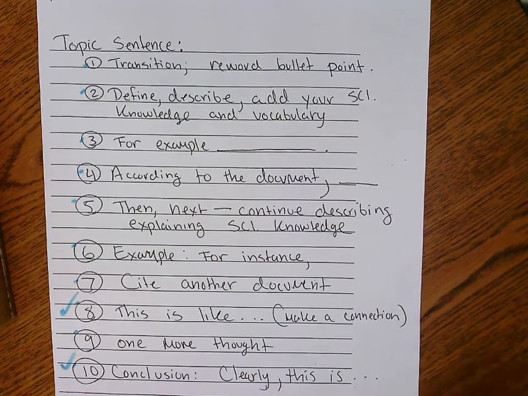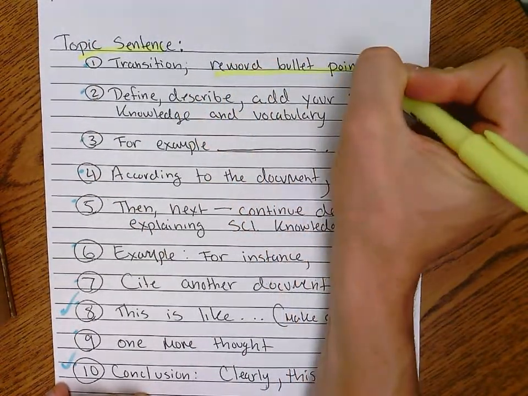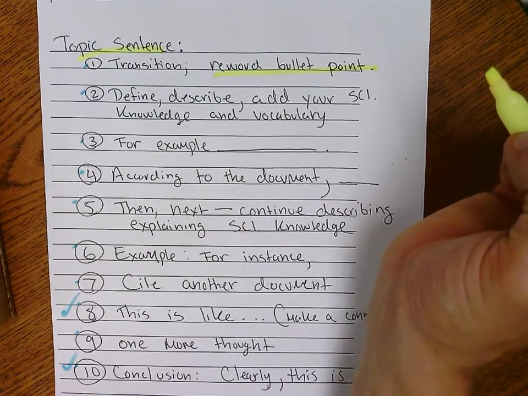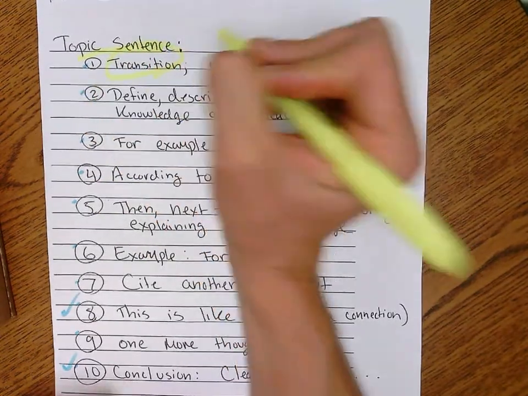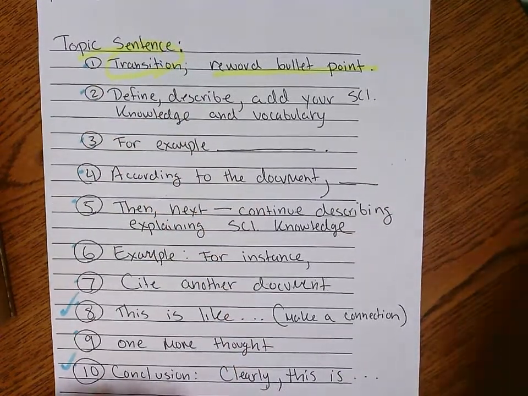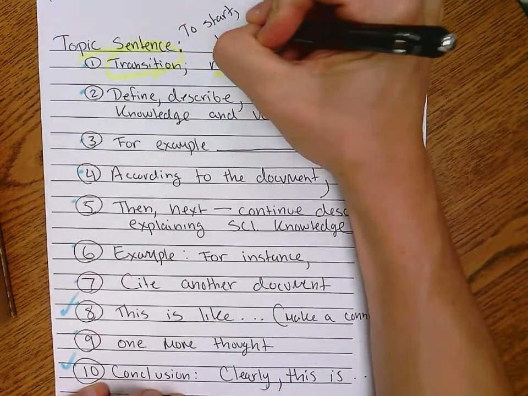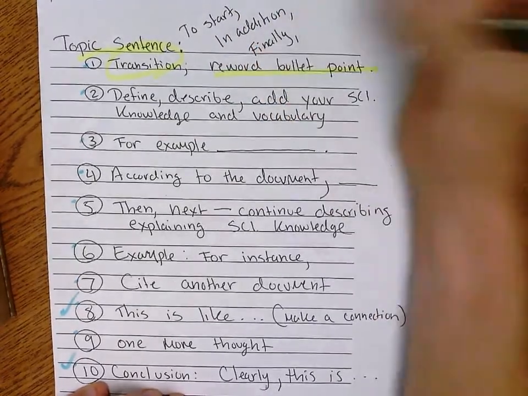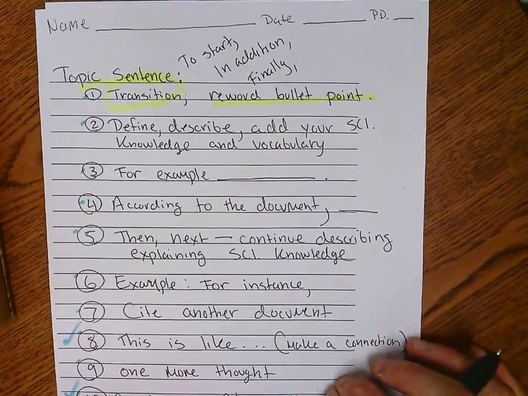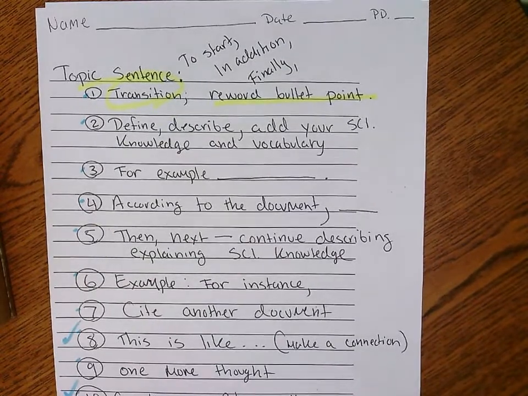The first sentence, your topic sentence, should be you taking one of the bullet points from the prompt, one of the 3 we talked about, and rewording it into a topic sentence with a transition word to start. Depending on where you are in your essay, your transition word may be "to start," or "in addition," or "finally." Those are some transition words you could use. So you're going to reword the bullet point and use a transition word.